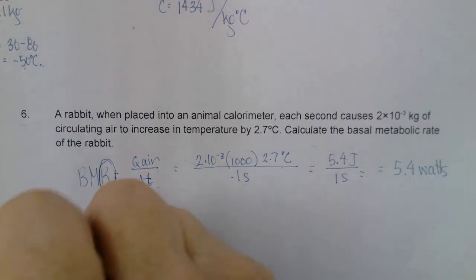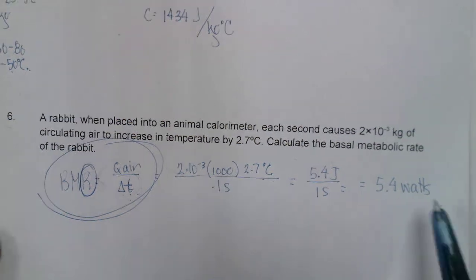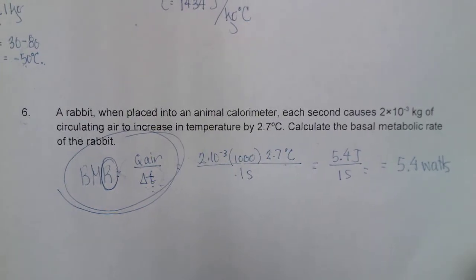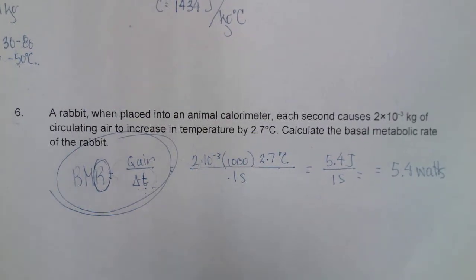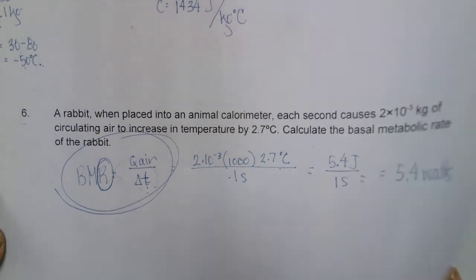All right, so this would be the equation for basal metabolic rate, which kind of gives you the same idea of what's happening. How capable is the rabbit of increasing the temperature of the air? All right, and it's its own kind of built-in calorimeter or a closed environment where you're able to do that.